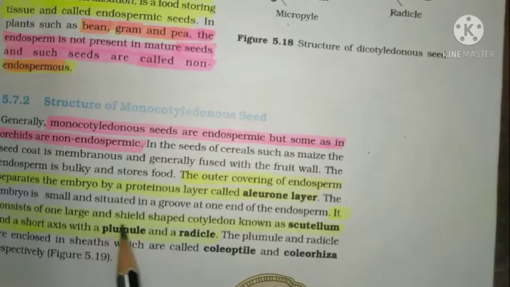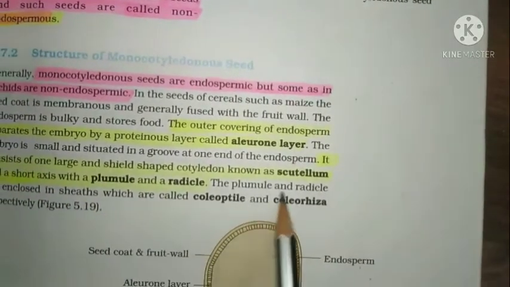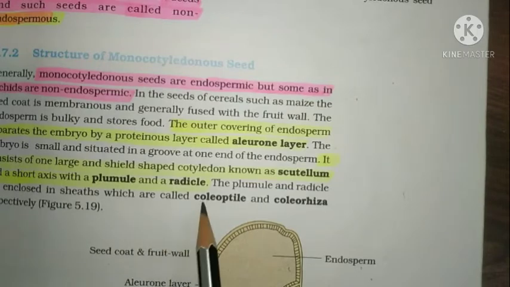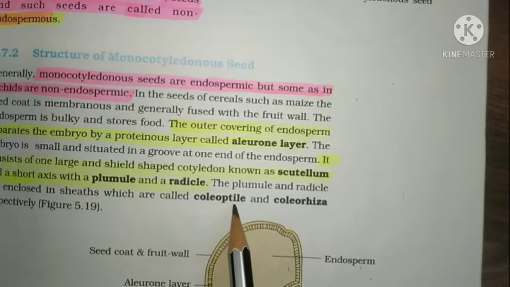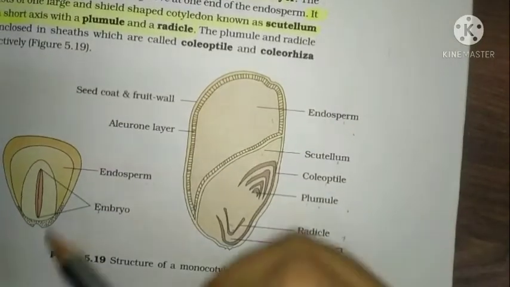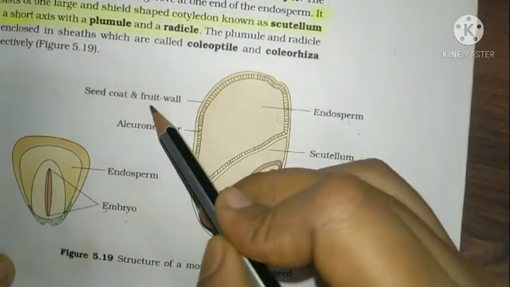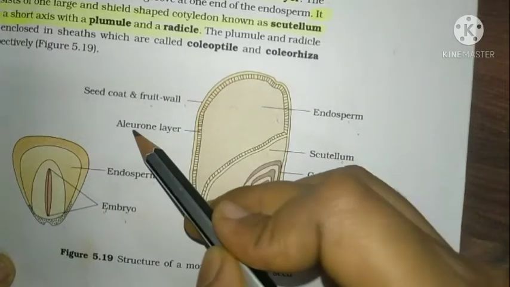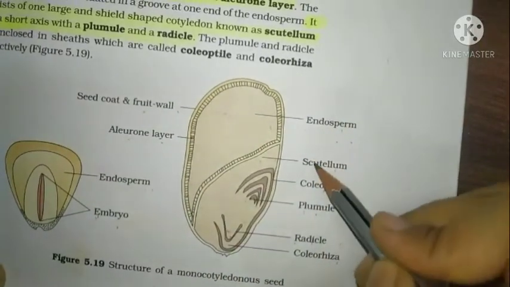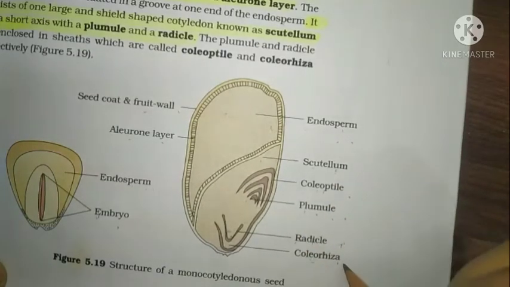It consists of one large and shield-shaped cotyledon known as the scutellum and a short axis with a plumule and radicle. The plumule and radicle are enclosed in sheaths which are called the coleoptile and the coleorhiza respectively. This is the structure of a monocotyledonous seed. So this is a seed of maize. This is the endosperm, embryo, seed coat and fruit wall, aleurone layer, then endosperm, then epithelium, coleoptile, plumule, radicle, coleorhiza.